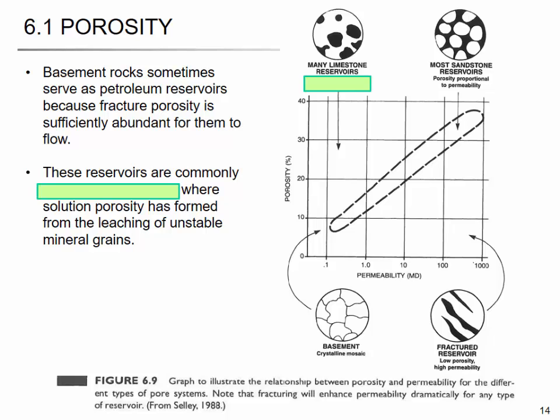And the basement rock sometimes serves as a petroleum reservoir because the fracture porosity is sufficiently abundant for them to flow. And these reservoirs are commonly dual porosity systems where the solution porosity is formed from the leaching out of unstable mineral grains.